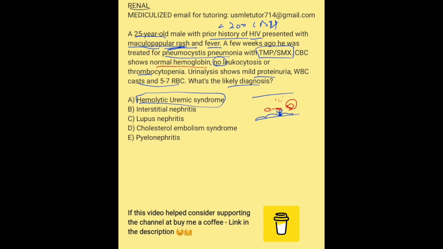Here the hemoglobin is normal, so that also rules out hemolytic uremic syndrome. So basically nothing is in favor of hemolytic uremic syndrome except for the fever. So that rules out hemolytic uremic syndrome.